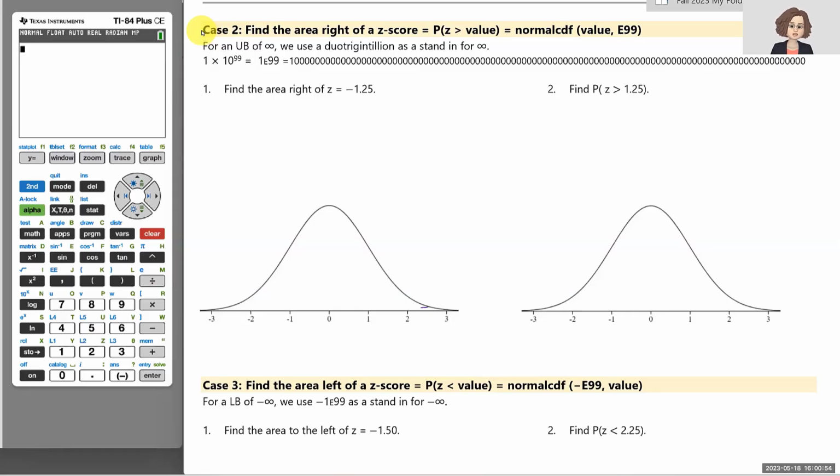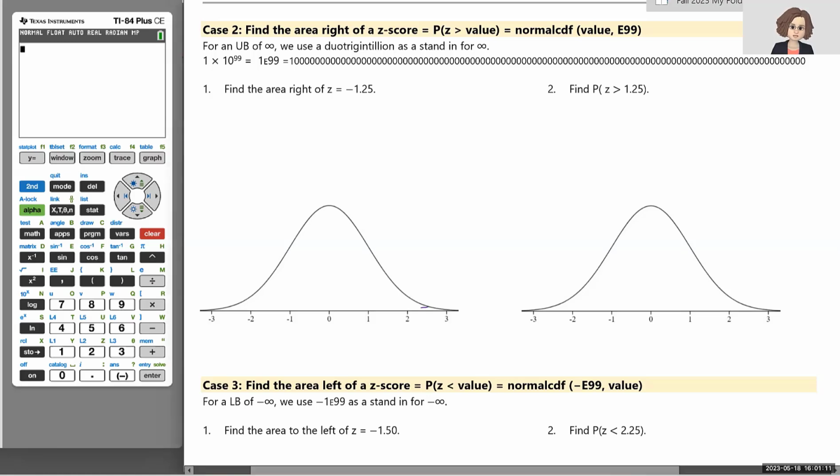Welcome. Let's take a look at the case of trying to find the area to the right of a z-score, and we'll use our normal CDF function. So let me take a look at this example. It says find the area right of z equals negative 1.25. So let me go ahead and shade the picture here.